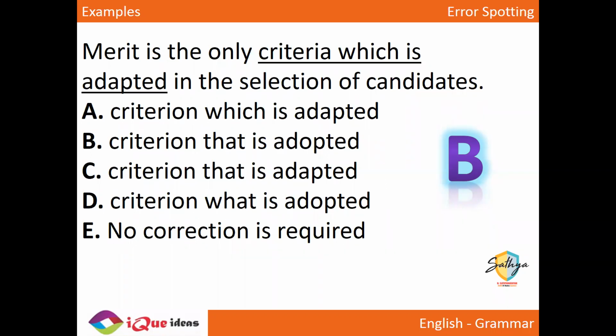Criteria is plural. And only है तो singular है. So criteria नहीं हो सकता. Criterion होना जरूरी है. Did you get it? Which and that. First of all, criterion नहीं हो सकता because merit is the only singular. So criteria use नहीं कर सकते. And from the given options, the only correct answer is B. Criterion use नहीं कर सकते. So from the given options, we select B as the answer. You get that, Dhruvika? Dhruvi. From the given options, you have to select. It's as simple as that.